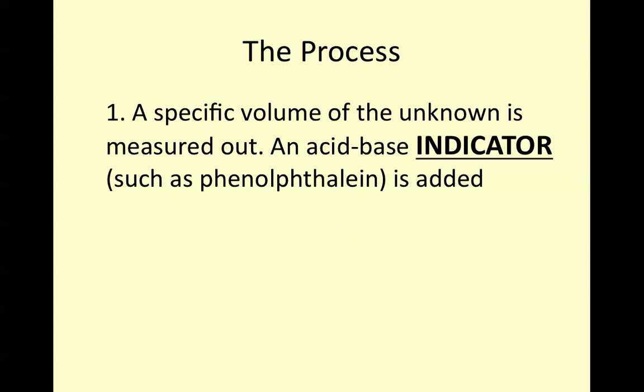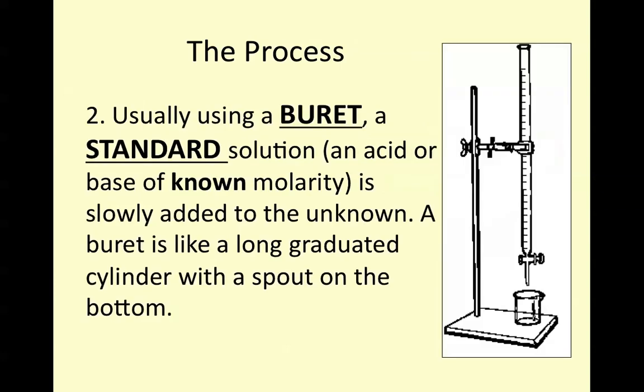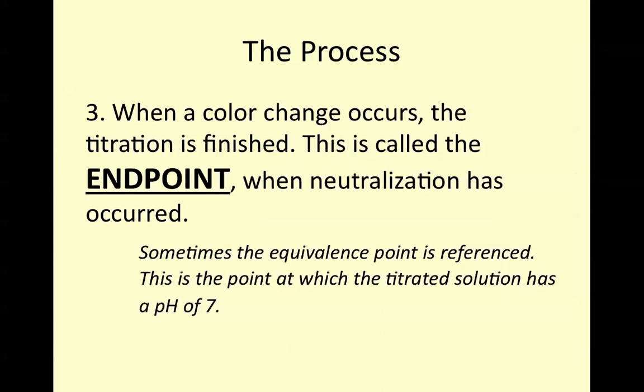A specific volume of an unknown is measured out, and we use an indicator such as phenolphthalein, and we add that to our unknown. In a burette, which you can see over here, it's almost like a very skinny graduated cylinder with a much higher amount of precision. We put what we call a standard solution into it, and this has a known molarity. So I would know, like in the lab, we're going to do that in the burette, our standard solution has a 0.1 molar concentration. So this is slowly added to the unknown, and then what occurs is a color change, and this tells us that our titration is finished, and this is called the end point when neutralization has occurred.